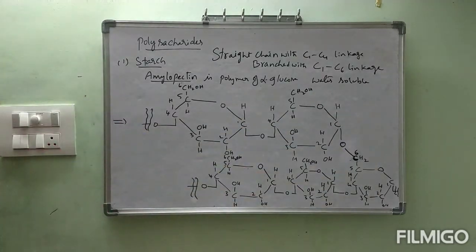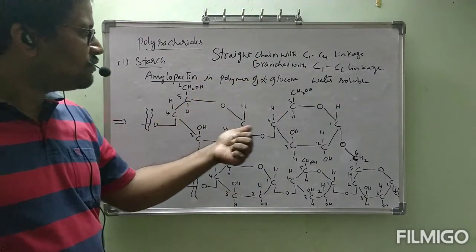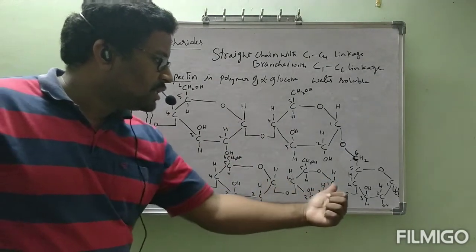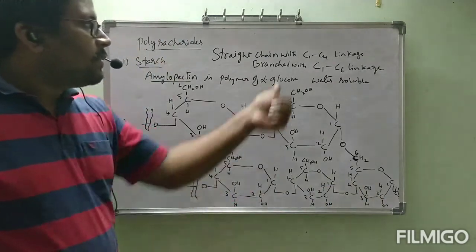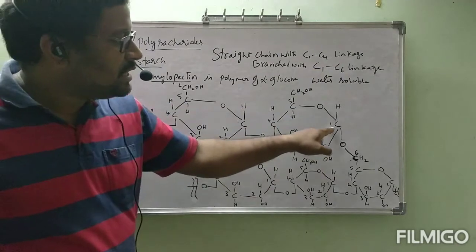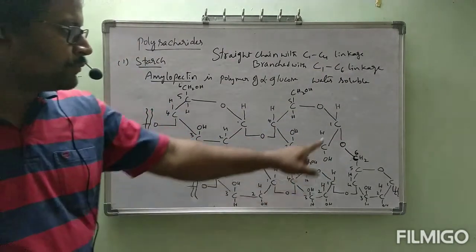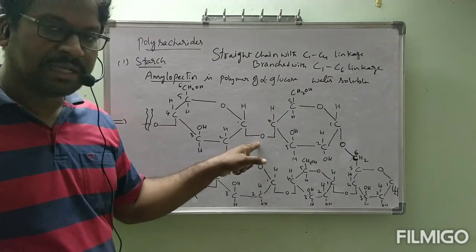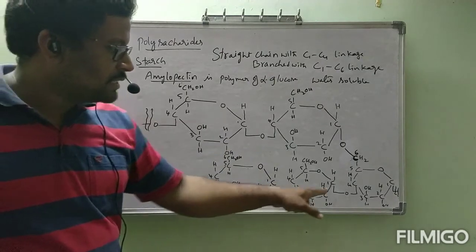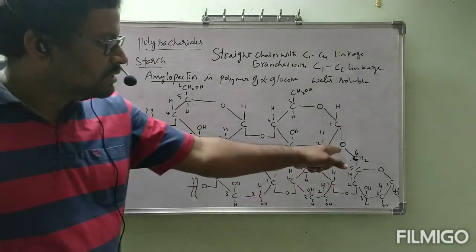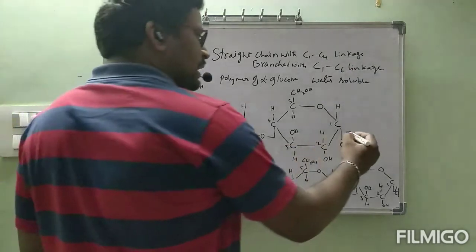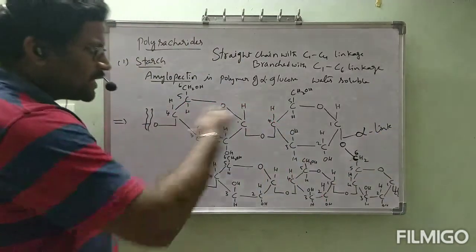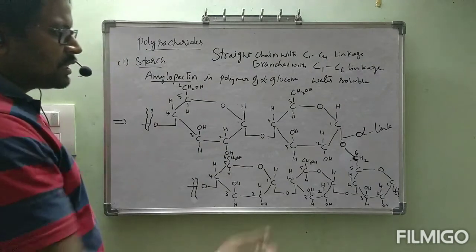and it is formed like a branched chain. See, straight chain with C1 C4 linkage, continuation. Okay. Branched chain with C1 C6 linkage, C1 C6 glycosidic linkage. C1 C4 glycosidic linkage. This is also glycosidic linkage only. This is called alpha link, because these are all alpha glucose molecules, that is called alpha link.